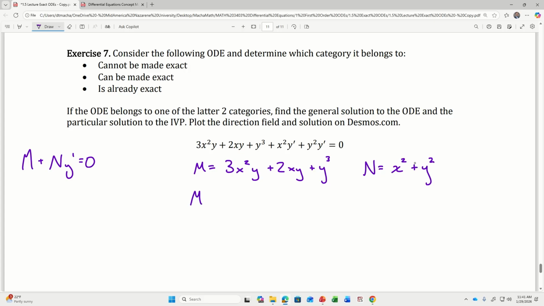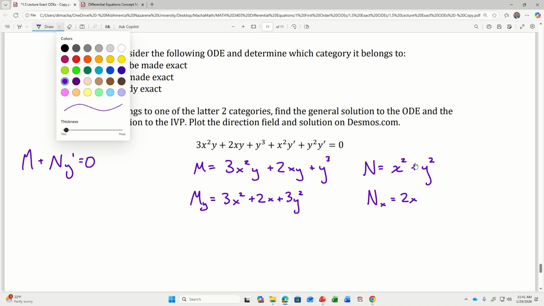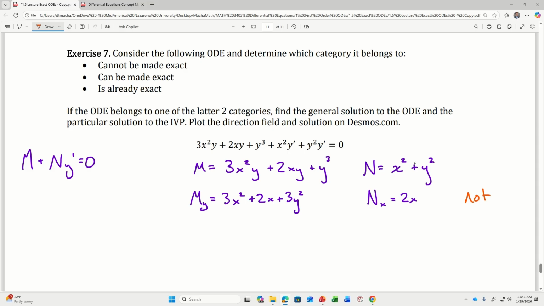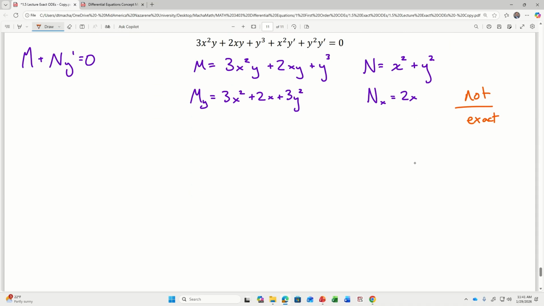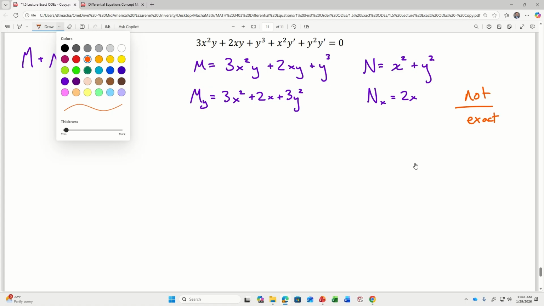So the partial of M with respect to y would be 3x squared plus 2x plus 3y squared. And the partial of N with respect to x would be 2x. So this is clearly not exact. But there's two situations where I might be able to make it exact.